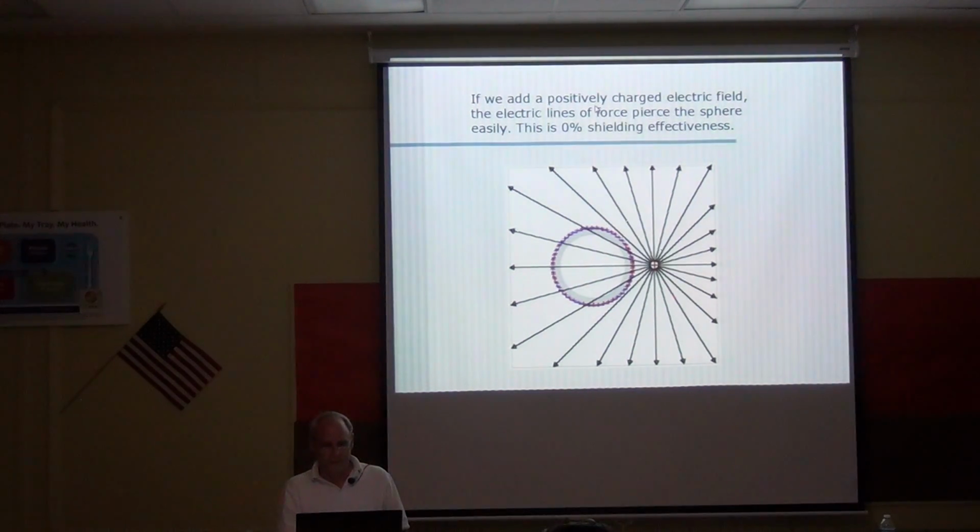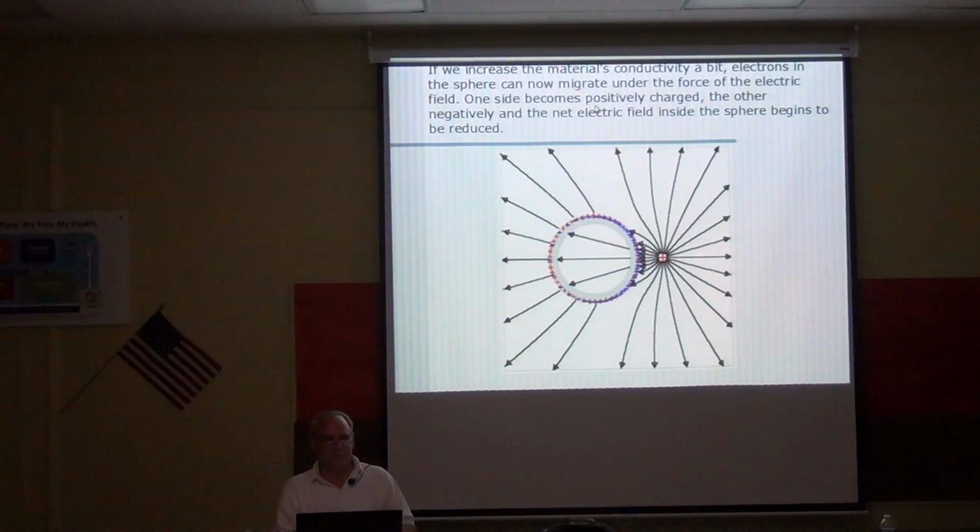And if you change that ball out for one that has more conductivity, some of the electrons are going to pull around to that side. It's going to be attracted by that positive charge like you see here. So the field on the inside is actually canceled out and begins to reduce.